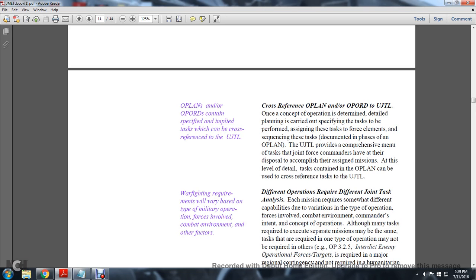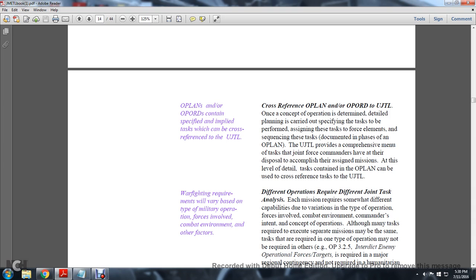OPLANs and operational orders contain specified and implied tasks which can be cross-referenced in the Universal Joint Task List. Once the concept of the operation is determined, detailed planning is carried out and specific tasks are performed, assigning the tasks to the force elements, sequencing the tasks, and documenting the phases of the operational plan.